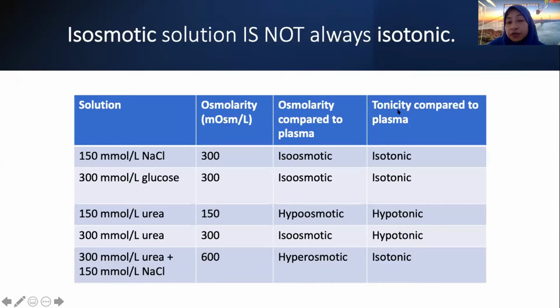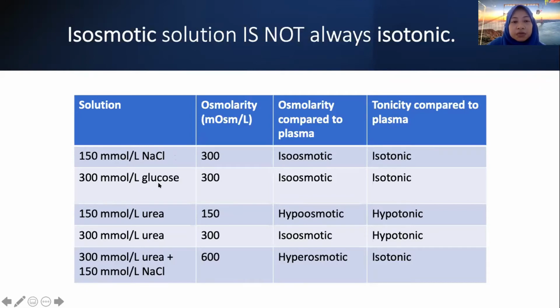Now, to determine its tonicity compared to plasma, we need to only take into account which solute? The non-penetrating solute, right? So in this case, both the sodium and the chloride. Because the concentration of the non-penetrating solutes is also 300, the tonicity is also the same. So we call it isotonic.